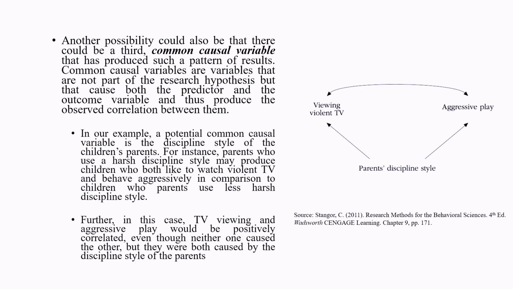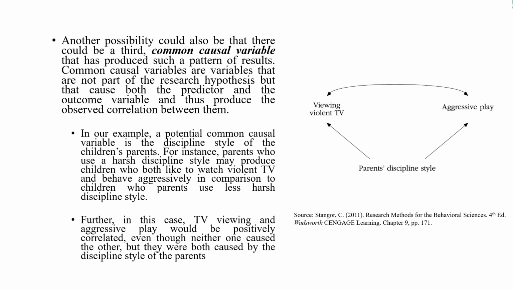So, in our example, as I was just mentioning a moment ago, a potential common causal variable is the discipline style of the parents. For instance, parents who use a harsh discipline style may produce children who both like to watch violent television and like to play aggressively in the school playground, in comparison to children who have a relatively less harsh discipline style. So, it is probably the discipline style that is leading to both of these outcomes, but we have not factored this in. So, we do not know whether this is happening or not.